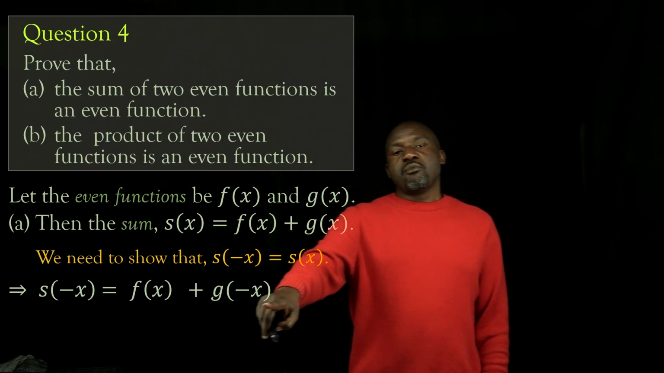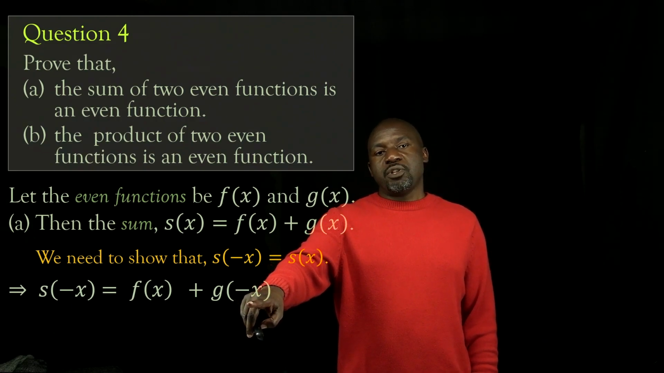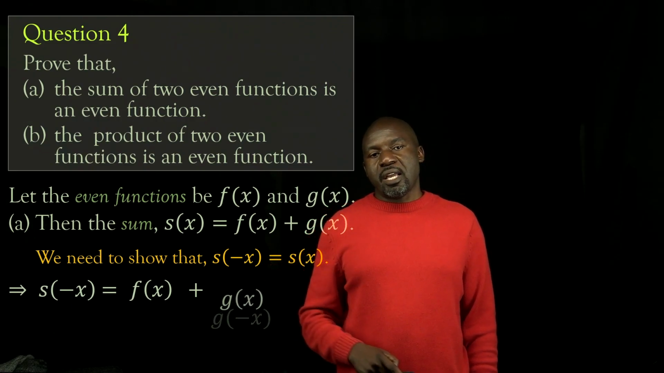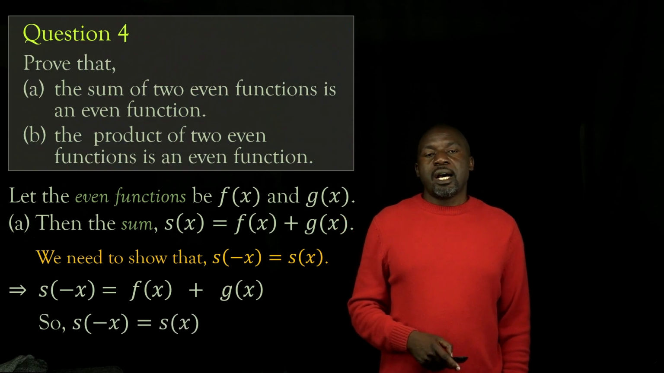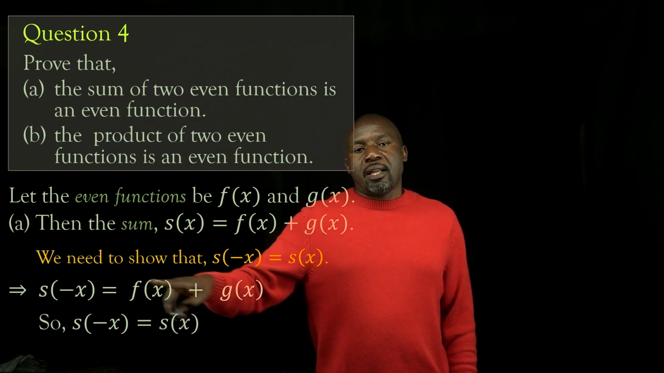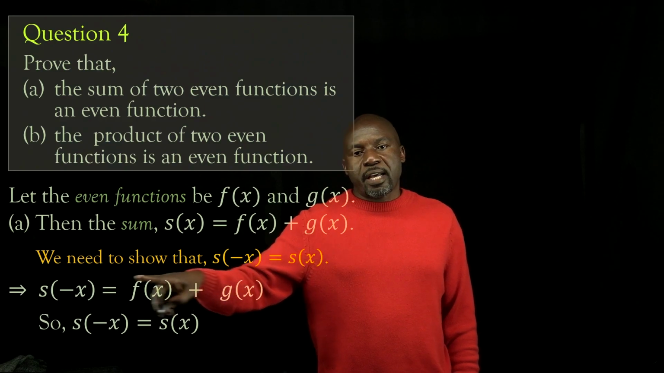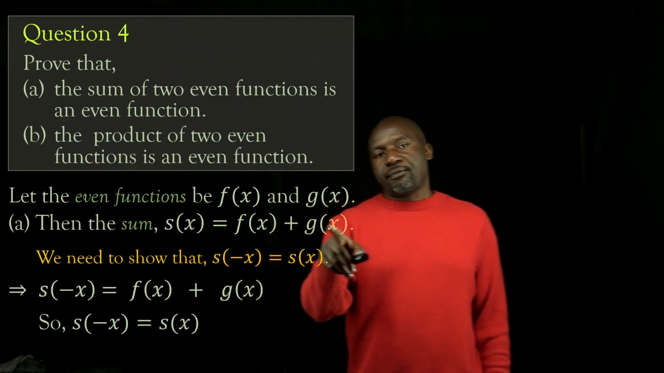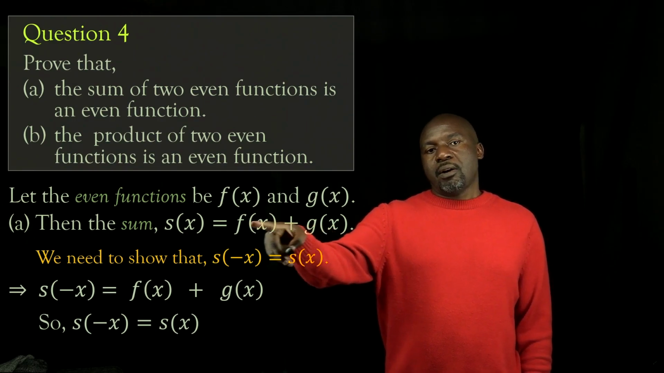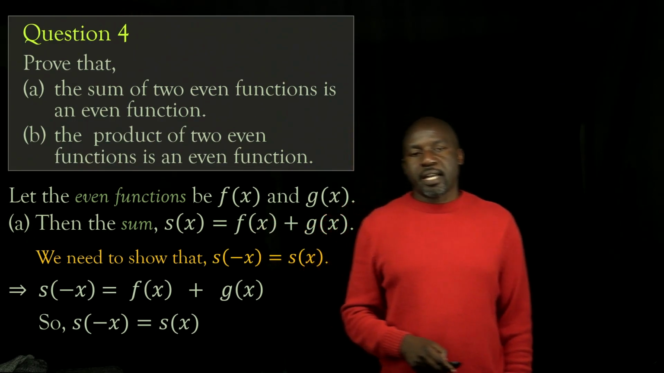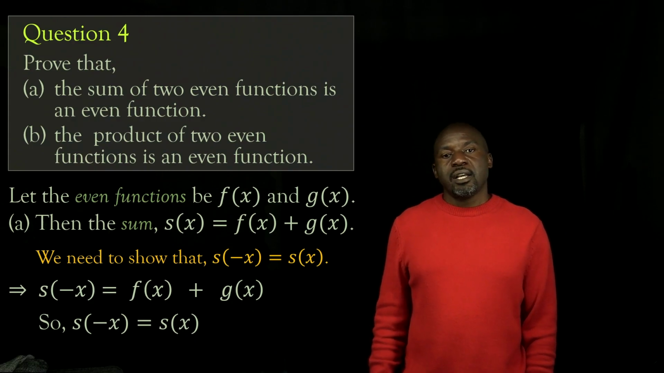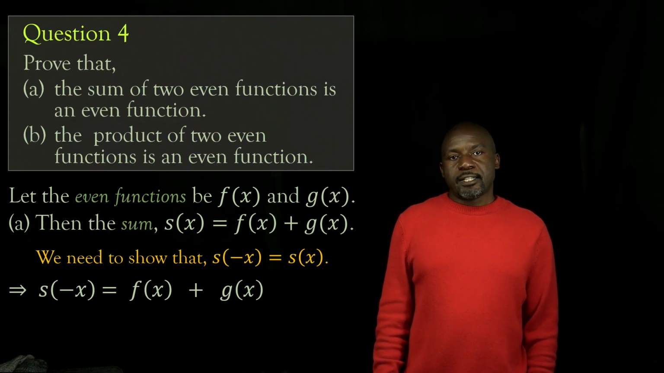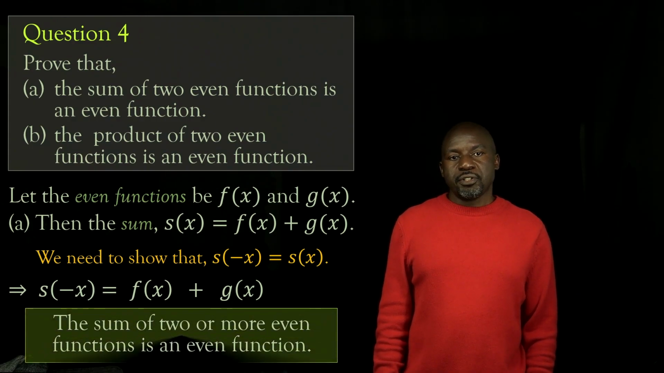Similarly, I can remove g of x there and replace it with g of negative x because they are equal. And as you can see, the expression for s of negative x is the same as the expression for f of x there. Okay, and so s of negative x is equal to s of x, which is to say that the sum of the even functions is also even.